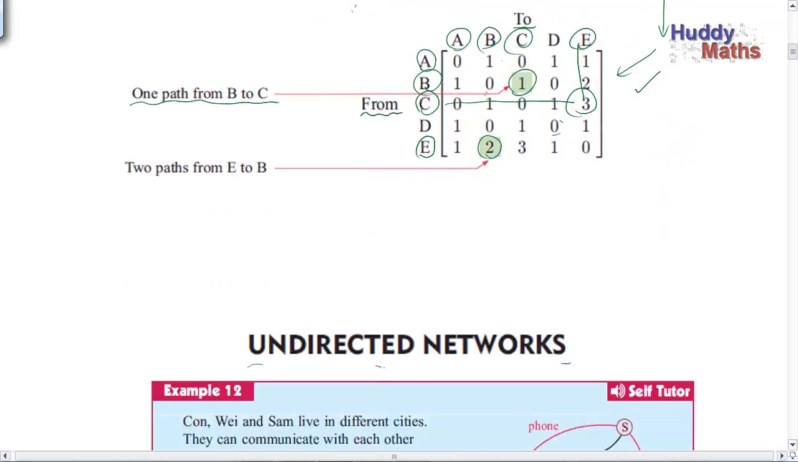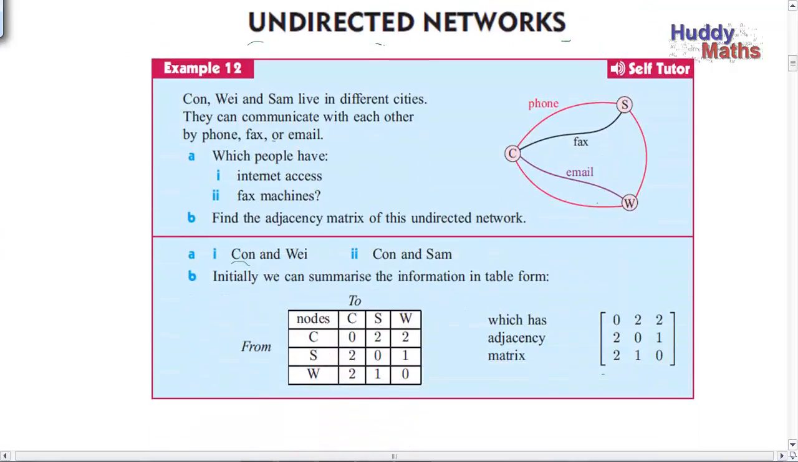Come down and let's start talking about undirected networks. In other words, you can go both ways along the edge. You don't have an arrow saying you can phone from there to there, but you can't phone back. It's not that. It's an undirected network. You can go either way along the edge. So here we have 3 people who live in different cities. They can communicate with each other by phone, fax, or email. And we're going to draw that with this network diagram over here.